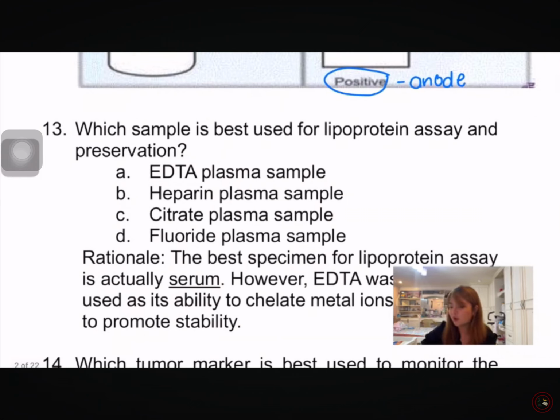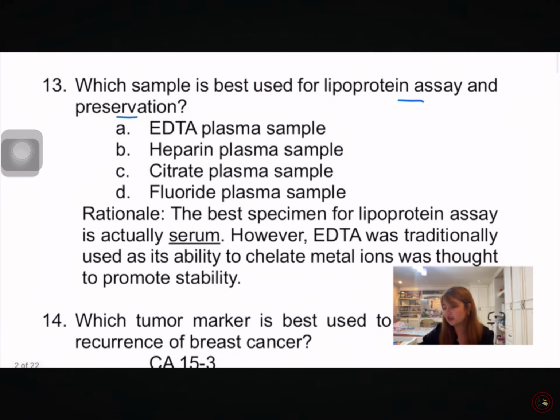Next question. Which sample is best used for lipoprotein assay and preservation? So I tried to look for the exact source for this, and it's also actually in Bishop. The best sample, according to Bishop, for a lipoprotein assay is actually serum, and ito rin yung ginagamit natin in the laboratory. We use serum to assay for lipoprotein. However, traditionally, EDTA was used kasi its ability to chelate metal ions was thought to promote stability. So the best answer here is EDTA.